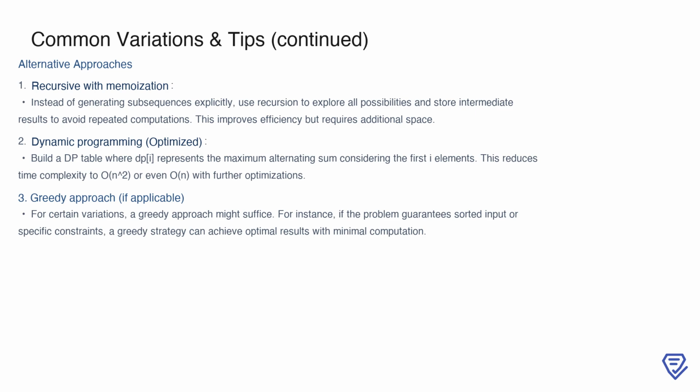Another popular method is dynamic programming. Here, you can construct a DP table where each entry represents the maximum alternating sum achievable up to a certain index in the array. With careful design, this approach can achieve a time complexity of O(n²), or even O(n), with further optimizations. Finally, in some variations of the problem, a greedy approach might be applicable. For example, if the input array is sorted or specific constraints are guaranteed, a greedy strategy can provide an optimal solution with minimal computational effort. Understanding when and how to apply these different strategies is key to solving the problem efficiently and effectively.